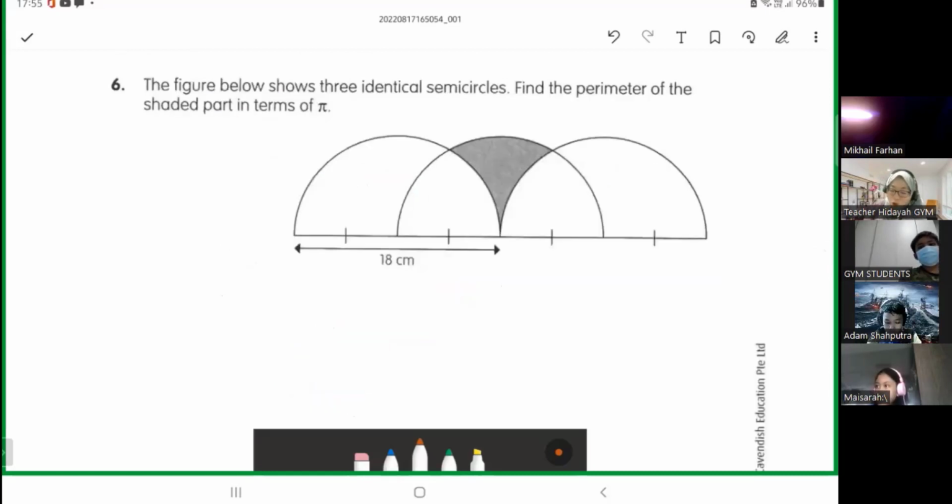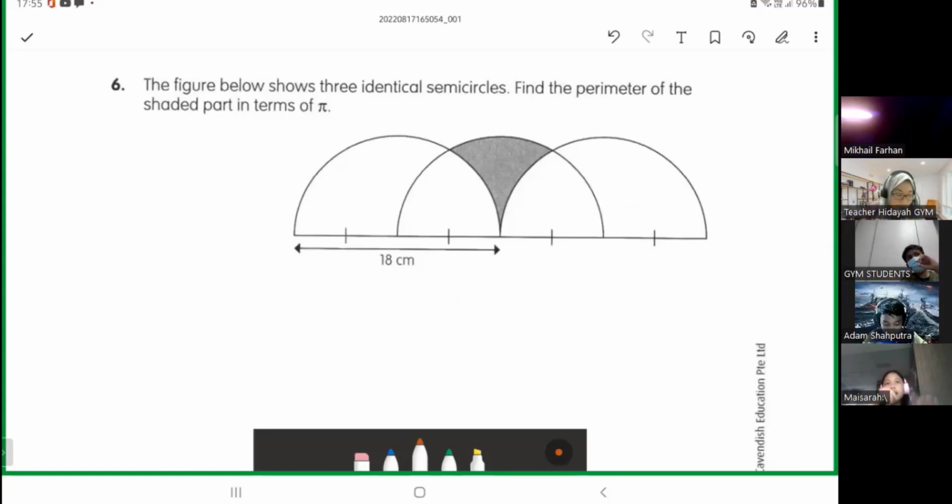The figure below shows 3 identical semicircles. This kind of overlapping circle question is common. Find the perimeter of the shaded part in terms of pi. They did not give you the value of pi. Instead, you are supposed to use pi like algebra to solve the question, so just simplify as much as possible.